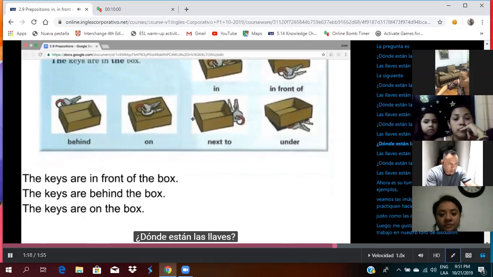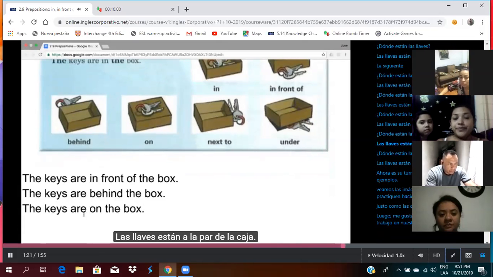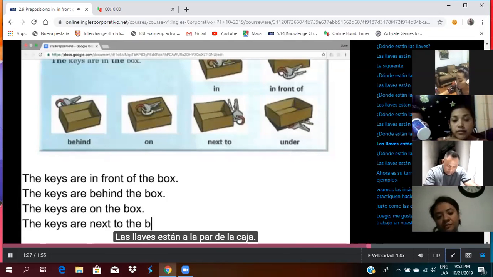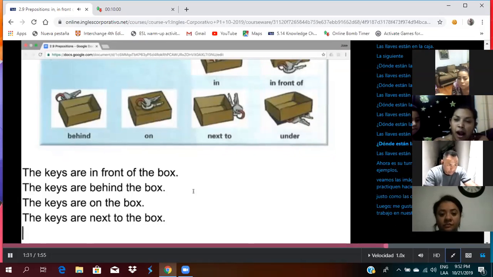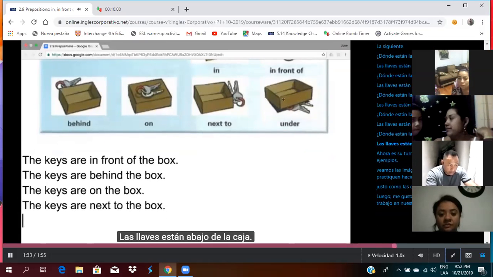Where are the keys? The keys are next to the box. Where are the keys? The keys are under the box.